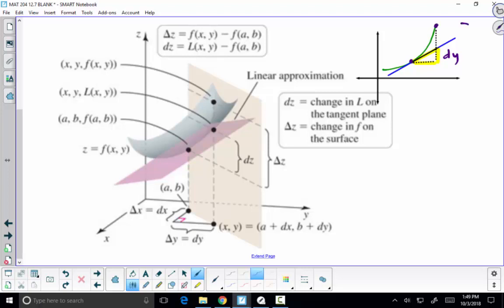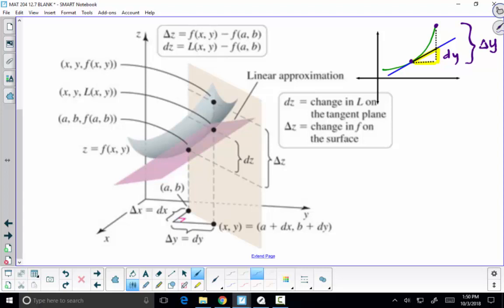Your delta y is the actual change in the function. So delta always means exact change along the function. Delta y, delta is d for difference. It is the true difference in y. The little d means the difference along your linear approximation, the distance along the tangent line. So dy is this piece, delta y is that piece.